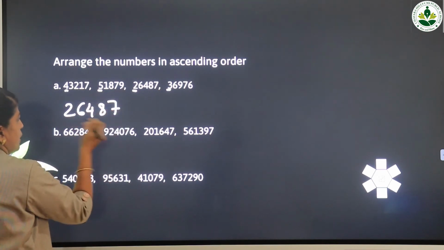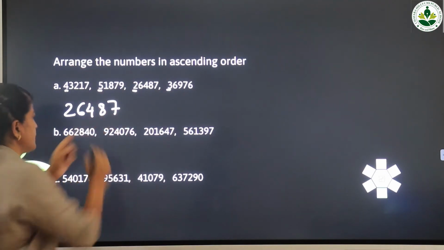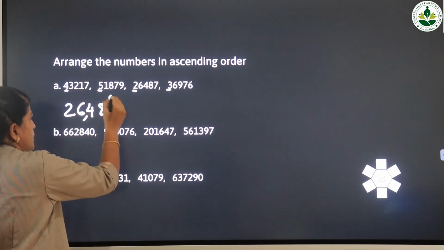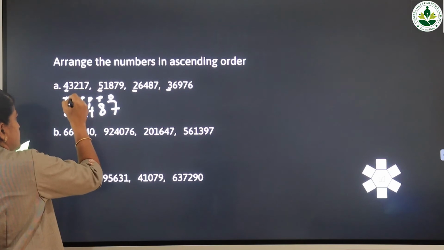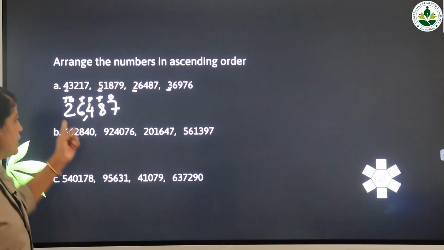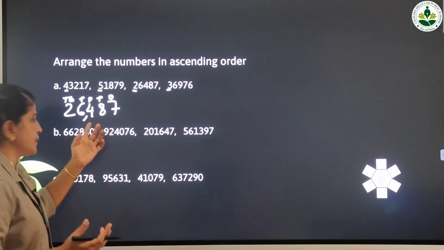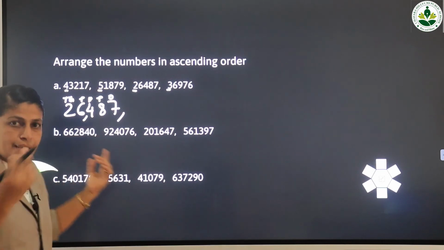How do you read this number? To read the number, put the commas. Ones, tens, hundreds, then thousands, ten thousands. Then how do you read 26,487? You have already learned how to read the number names, therefore no need to explain it again.